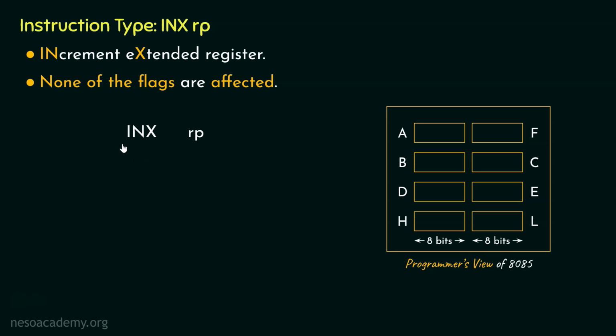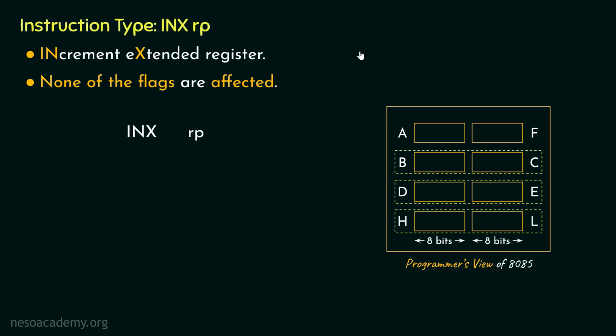As I told you earlier, INX, this mnemonic stands for Increment Extended Register. Now coming to RP, what is this? This is the shorter version of register pair. Now the instructions of this particular type fall under the category of 1 byte long instructions. When we are talking about RP, it's pretty evident we are talking about the BC, DE and HL register pairs. And I believe you already got that notion when I mentioned extended register.